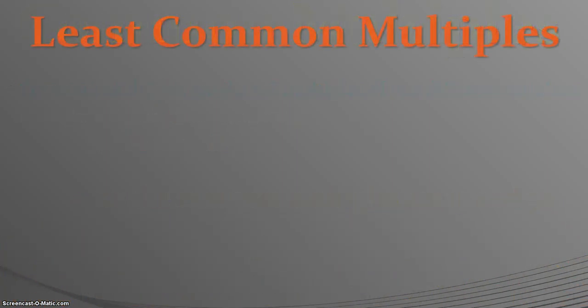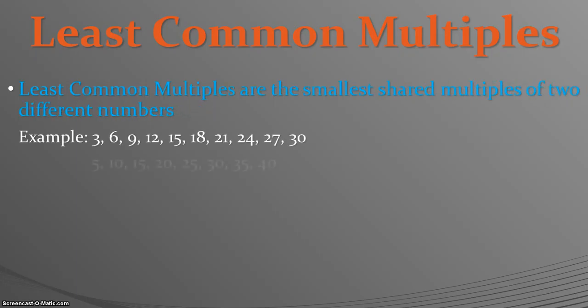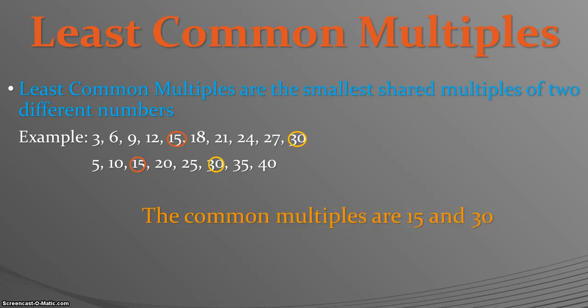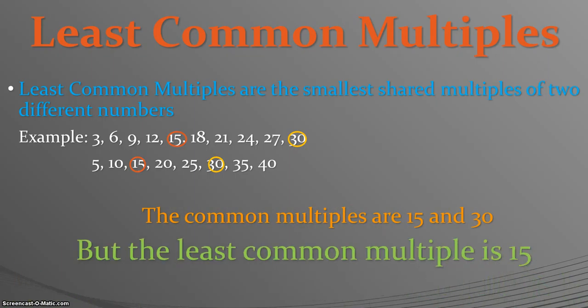So then we can look at the least common multiple. This would be the smallest multiple that they have in common. So again, if I'm looking at the multiples of 3 and the multiples of 5, the common multiples are 15 and 30. The least common multiple is 15 because it's the smallest one.